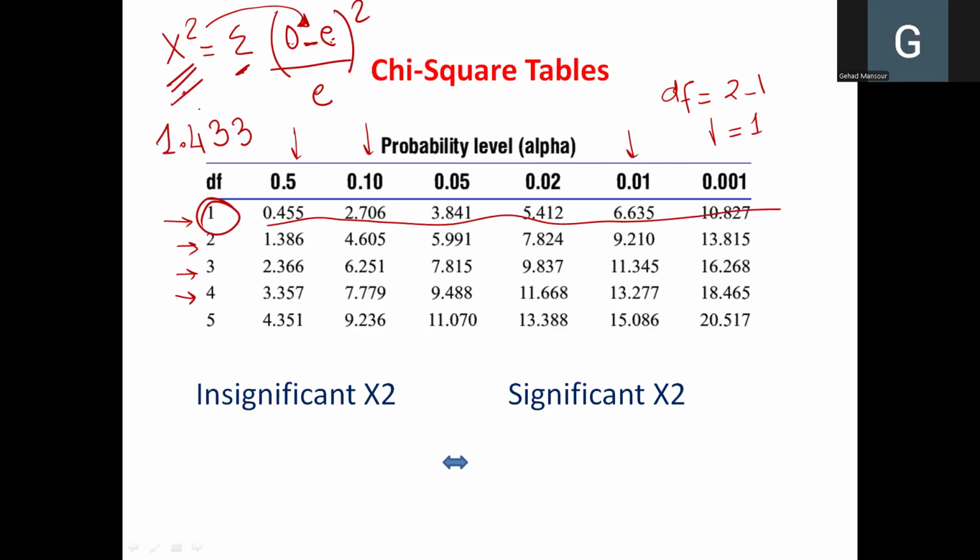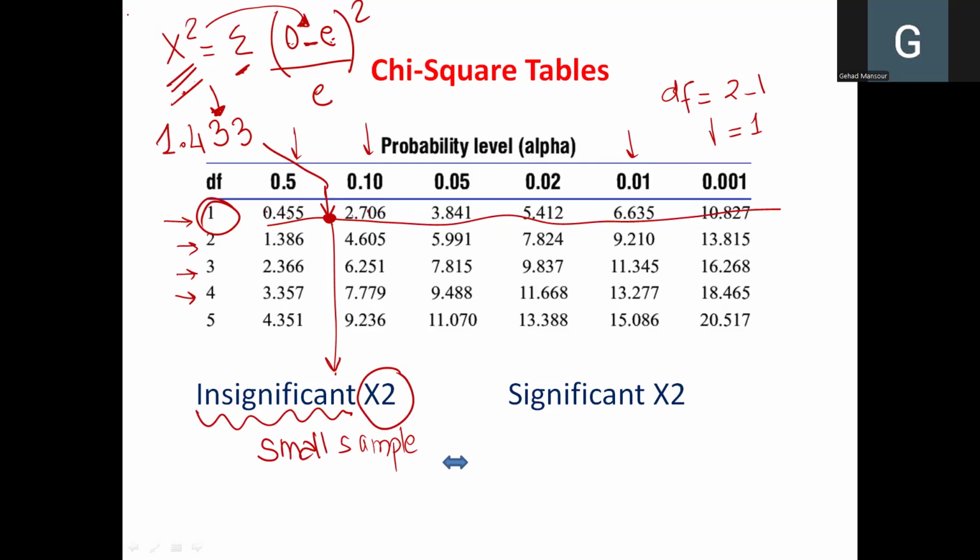Where can I locate the calculated chi-square value? It should be located here between 0.45 and 2.7. Why? Because 1.4 is bigger than 0.4 and smaller than 2.7. So it is located here, which means that the value is insignificant, or the difference is insignificant. And if the difference is insignificant, then it's most probably due to a small sample and not due to an error.